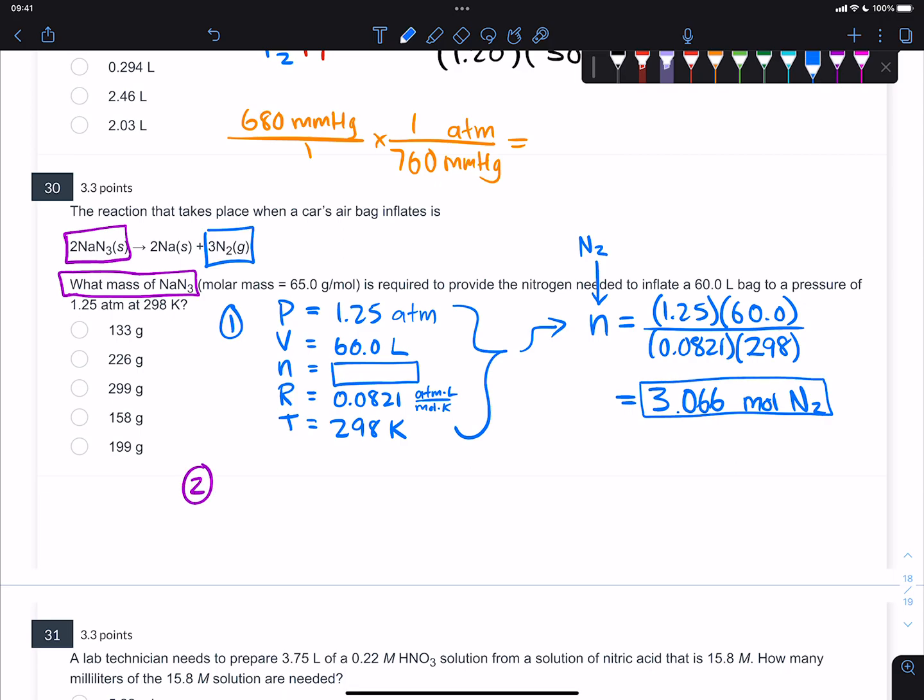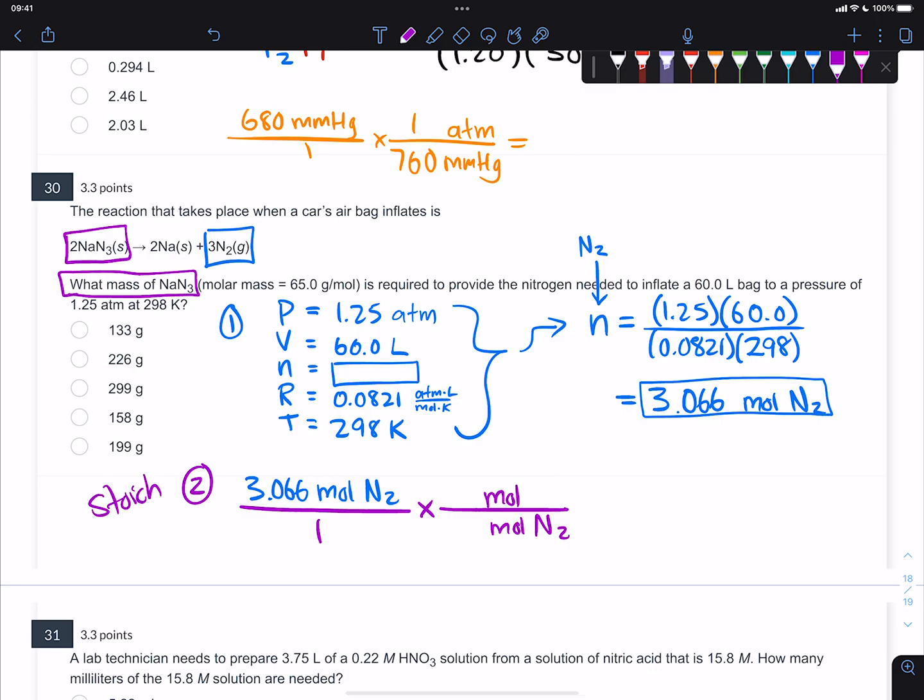Step 2, you need to take that number of moles of gas, 3.066 moles of N2, and you need to convert it. So we're going to go from moles of N2 to moles of, and this is stoichiometry, by the way. So the second part is going to be stoichiometry, and the first part is going to be the ideal gas law.